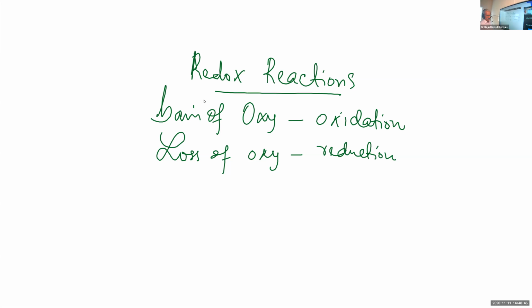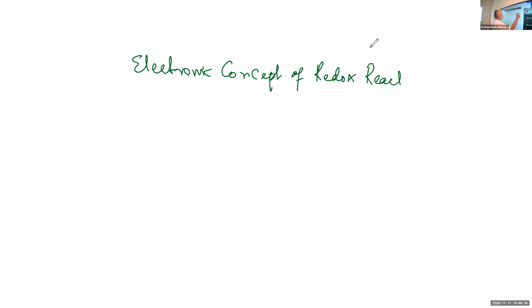One is based on the gain or loss of electron, and we call it the electronic concept of oxidation and reduction. So let us begin with the electronic concept of redox reactions. Let us see what it is.